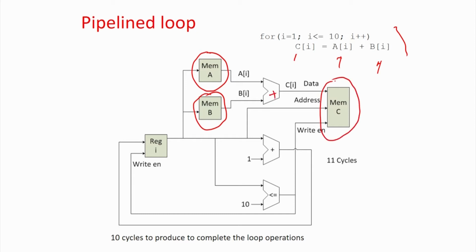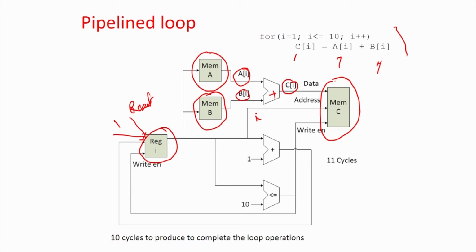There is a register for i which has an initial value on reset. During reset it will be set to 1, and then it increments in each iteration. That is the address to this memory. So, A[i] will be read and B[i] will be read, and then I just do A[i] plus B[i], which is C[i], and that is the data for this memory, and the address is i again.